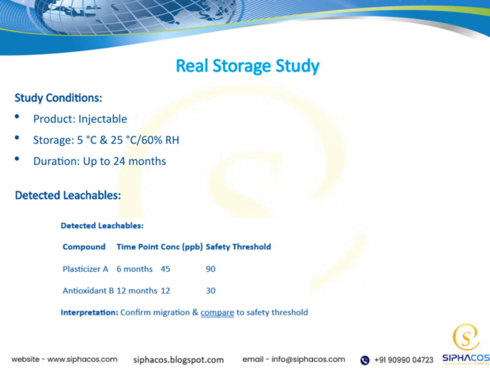One of the key aspects we're examining here is the detection of leachables. These are trace substances that might migrate from packaging or container components into the product. Identifying and understanding these leachables is crucial because they can impact product quality and safety. Throughout this study, we closely analyzed these potential contaminants to ensure they remain within acceptable limits, maintaining the integrity of the product throughout its shelf life.